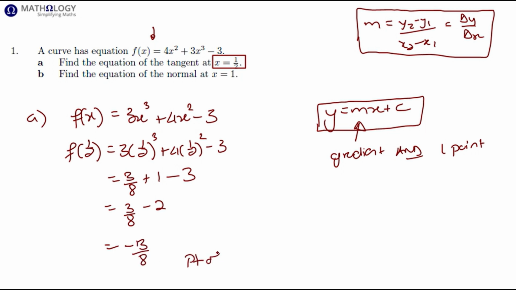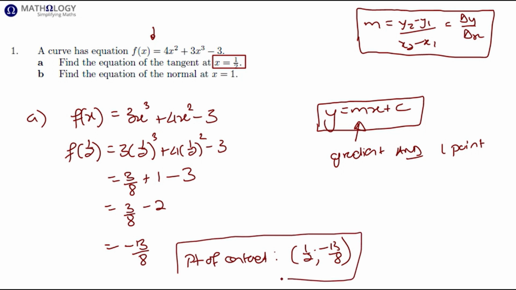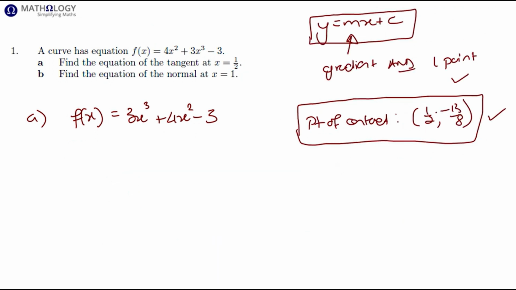So the point of contact will be the point a half, minus 13 over 8. And we always leave our solutions, answers, whatever it may be, as a fraction. We are not working with decimals at all. So this is the point of contact between the tangent that we're looking to find the equation for and the curve f of x. So we've got the point, right? That's the point of contact over there. We now need to find the gradient of the tangent.